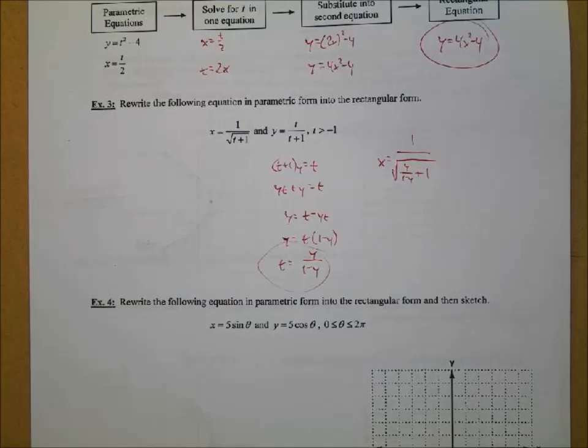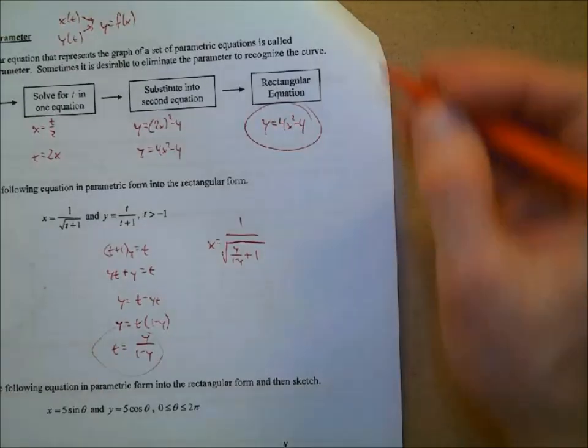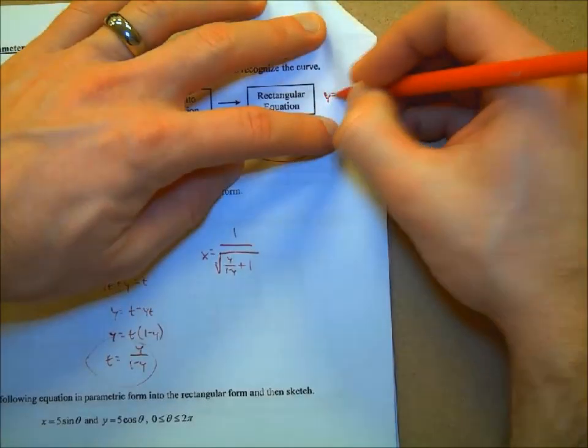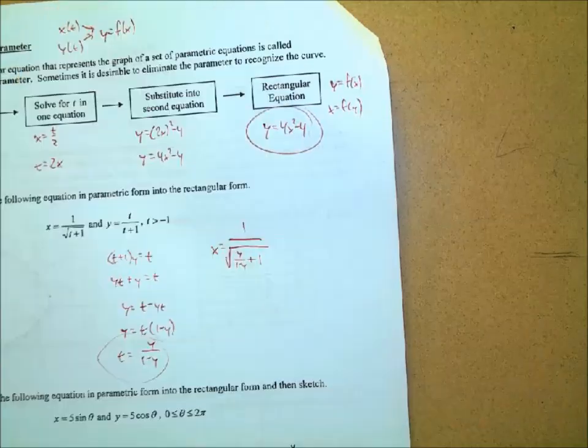Okay, so now we have x as a function of y, but we've accomplished what we wanted to accomplish, right? We now have it in rectangular form. It's not our traditional rectangular form. Normally we want y in terms of x. But when it comes to the rectangular equation, you actually have the freedom to have it either as y equals a function of x, or you can write it as x equals a function of y. Okay.